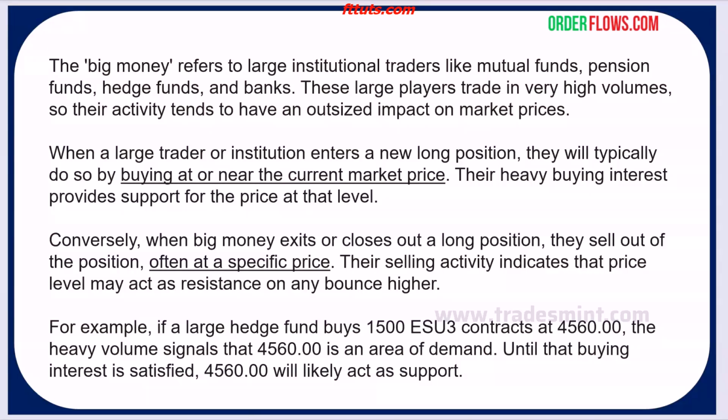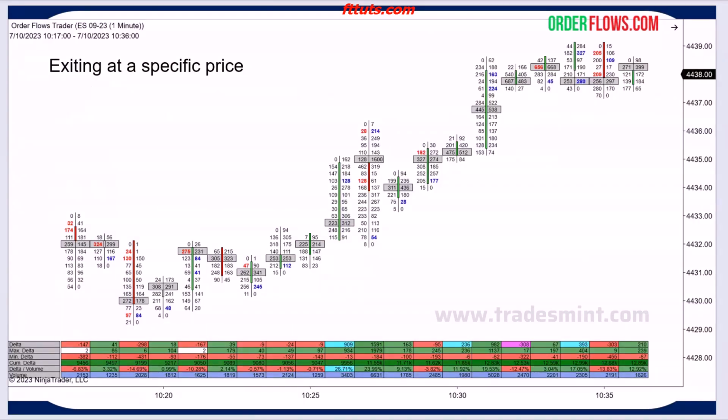So, for example, if a large hedge fund buys 1,500 E-minis at 45.60, the heavy volumes signal that 45.60 is an area of demand, and until that buying interest is satisfied, 45.60 is going to act as support. Okay, so key importance here is, right, new positions, they're going to start buying at or near the current market price for getting into positions. When exiting or closing out, they sell at a specific price. Okay, so just keep that in mind, right? When they're exiting, they're exiting at a specific price.